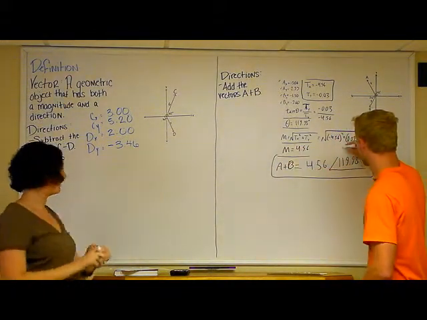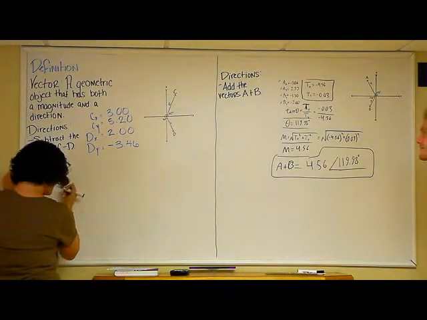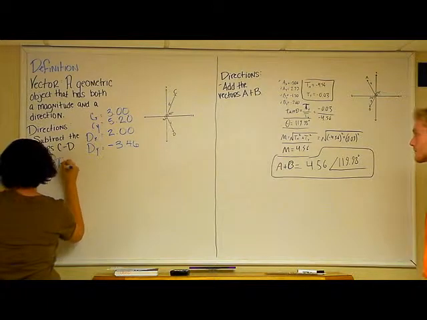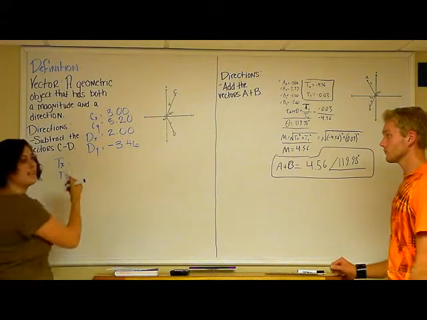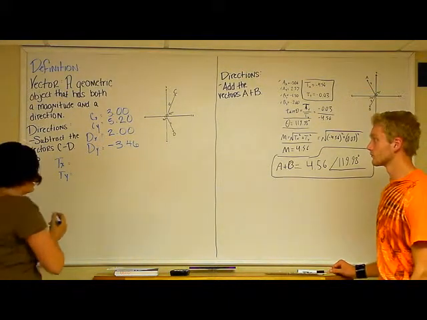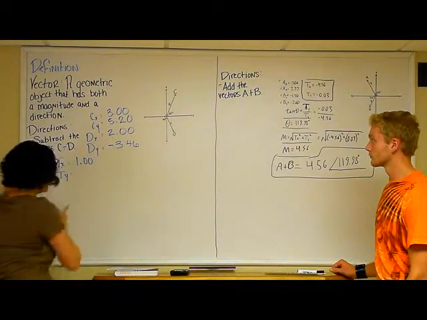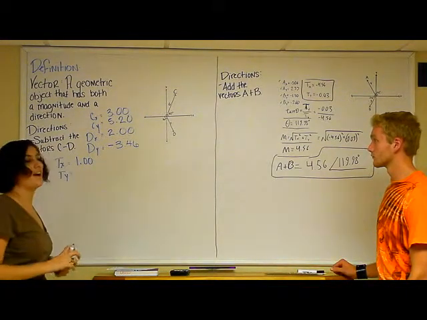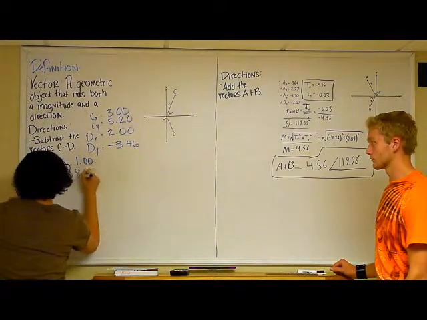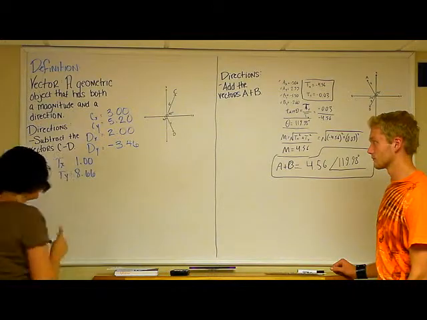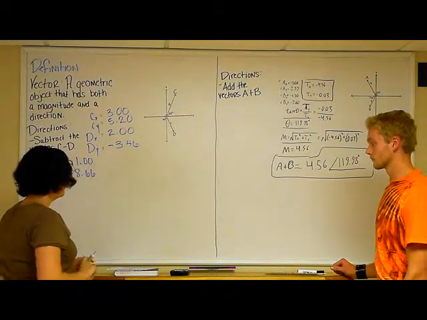From there, to subtract, we get Tx and Ty. Tx is Cx minus Dx, which equals 1.00. Gotta love whole numbers. And Cy minus Dy is 8.66. Okay, so there are our totals.